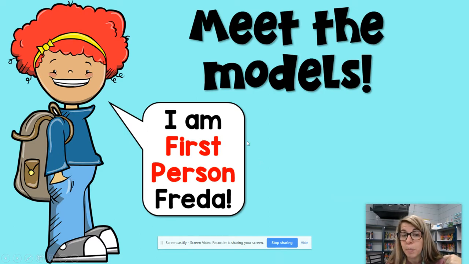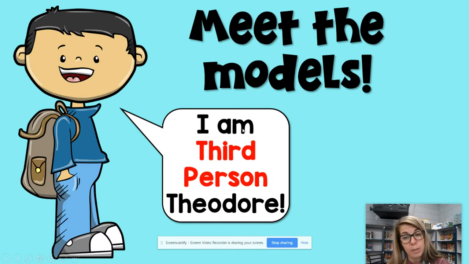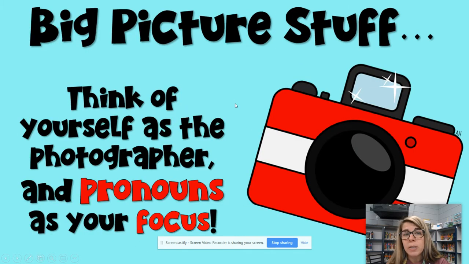This is first person Frida. Now, what does she think? I wonder what she does. This is second person Sam. Third person Theodore. So, big picture stuff. Think of yourself as the photographer and pronouns as your focus. As we're looking at point of view, we're going to use pronouns to help guide us.